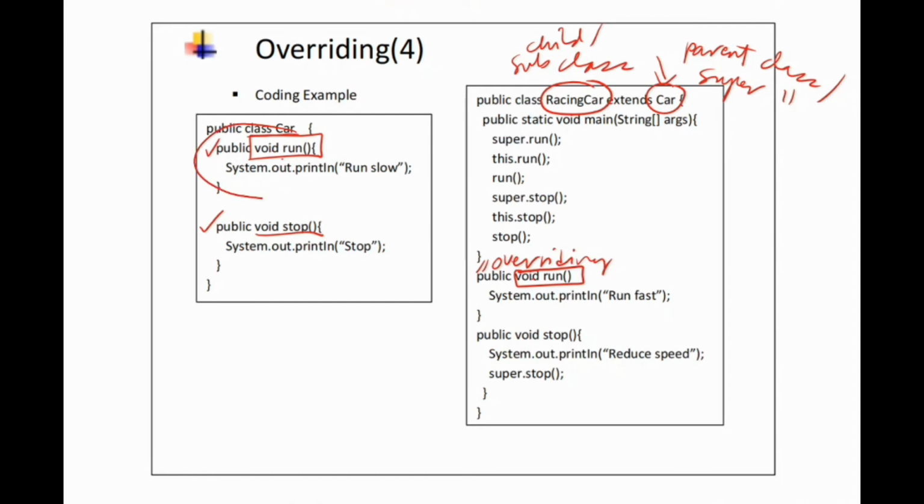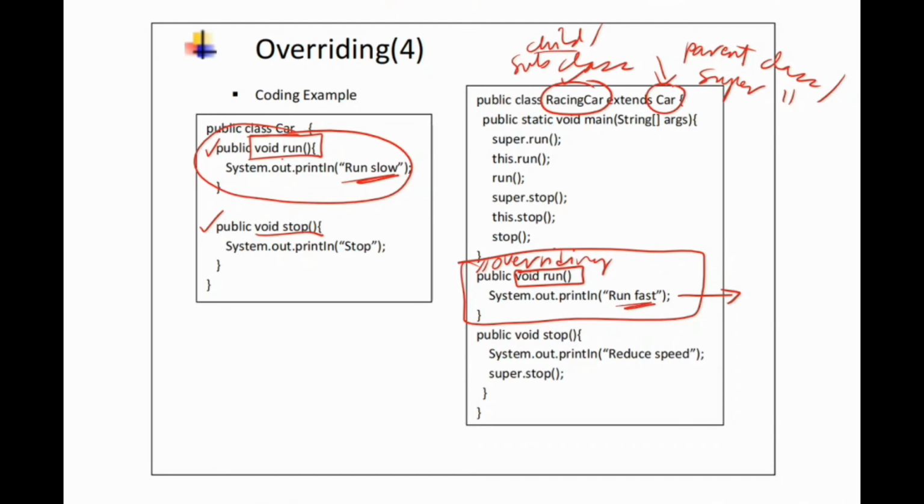So this is inherited and overridden by the child class. The child class changes or redefines the implementation of the inherited method. In the parent class, the implementation of the run method is "run slow", while in the child class, the implementation is "run fast", because this is a racing car. It runs fast, while an ordinary car simply runs slow. How about the inherited stop method? Is it overridden? Yes, it is also overridden.